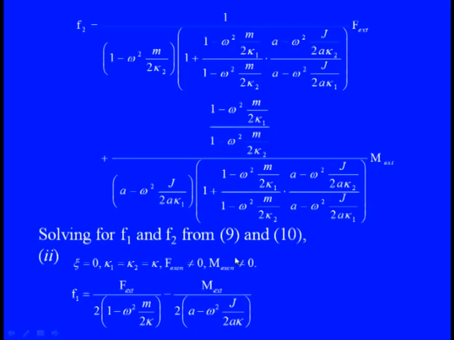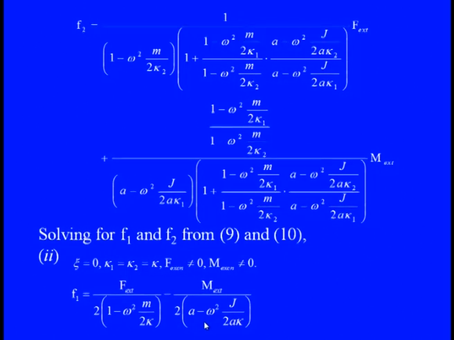Now, when we say that zeta equals 0 and k1 and k2 are equal, meaning the stiffnesses are equal, and both the m excitation and f excitation are present, we can simply get f1 and f2. When we keep the spring stiffness, or spring rate, the same, f1 is equal to f excitation divided by 2 times 1 minus omega square m by 2k, minus m excitation divided by 2 into A minus omega square j over 2 a k.